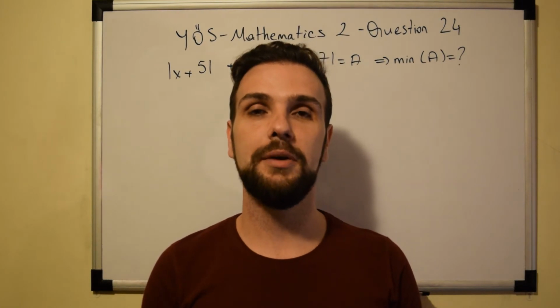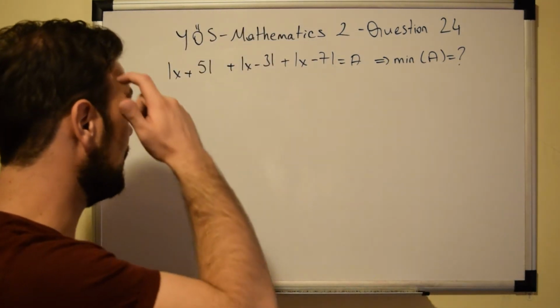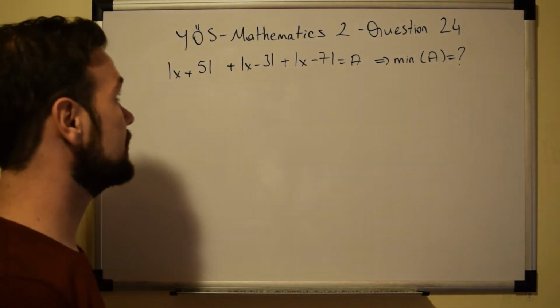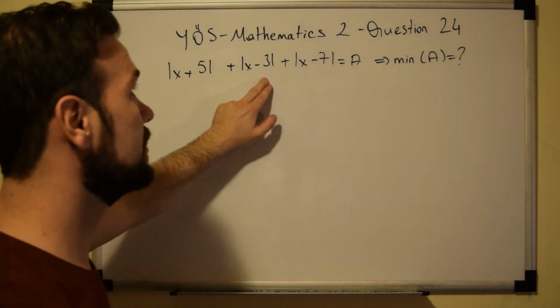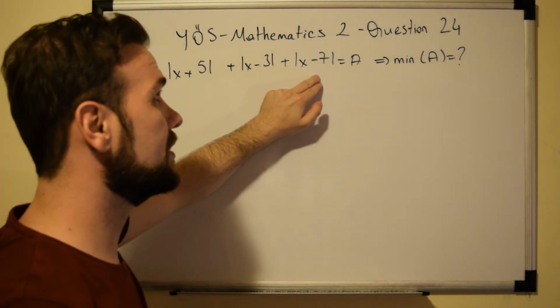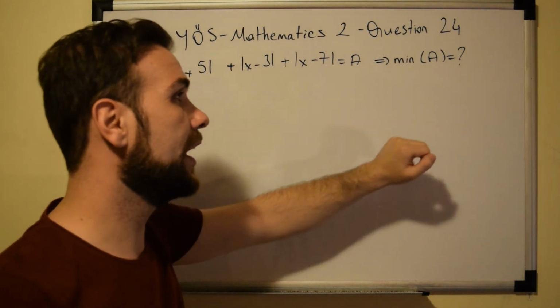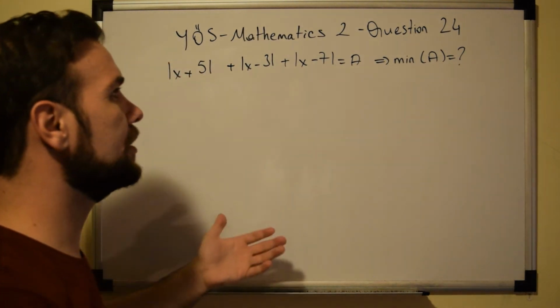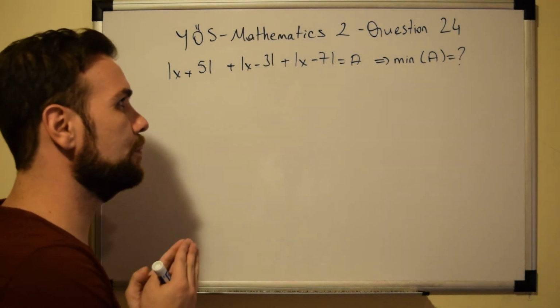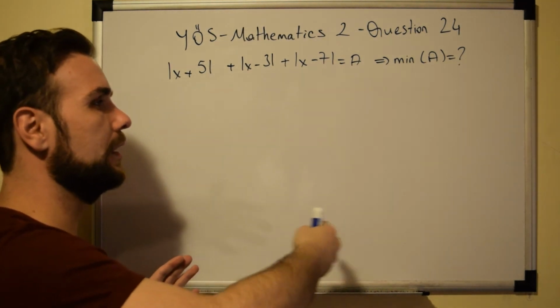Welcome to question number 24. In this question we have the absolute value of x plus 5 plus the absolute value of x minus 3 plus the absolute value of x minus 7 which is equal to A, and we have to find the minimum value of A.